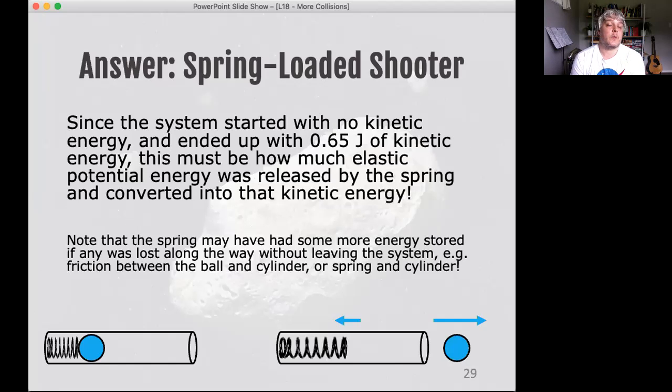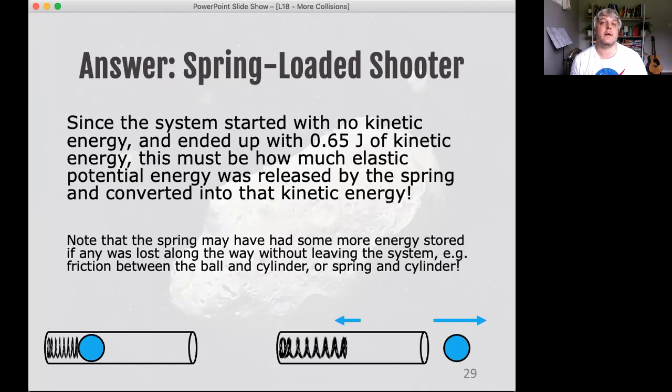Since the system started with no kinetic energy and it ended with 0.65 joules of kinetic energy, that must be how much elastic potential energy was released by the spring and converted into that kinetic energy. And that was what the question asked. The question asked how much energy was released by the spring. All of it. That's where the energy came from. There was none initially, and then we had some afterwards, and that came from that elastic potential energy.